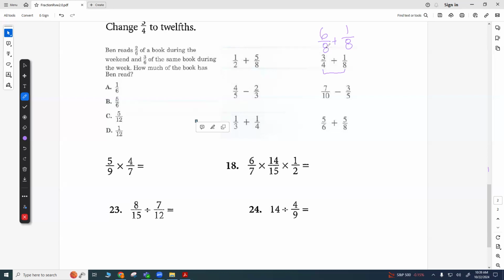Okay, so now that I have a common denominator, I can add. When you add fractions, you keep the common denominator and just add your numerators. So 3/4 plus 1/8 is 7/8. Okay. The same is true when you subtract. I have to find a common denominator. Luckily 10 works.